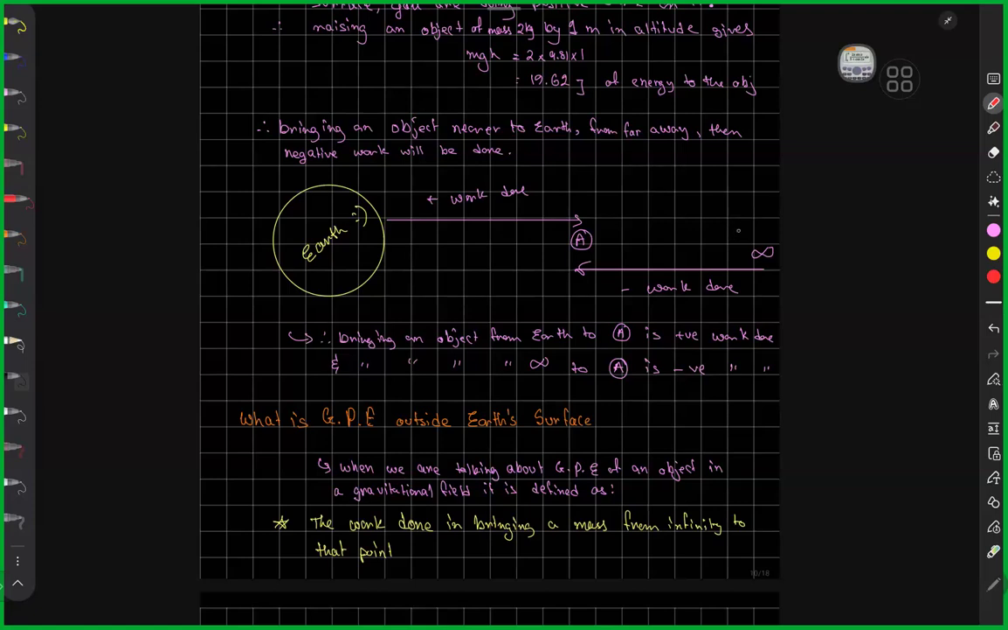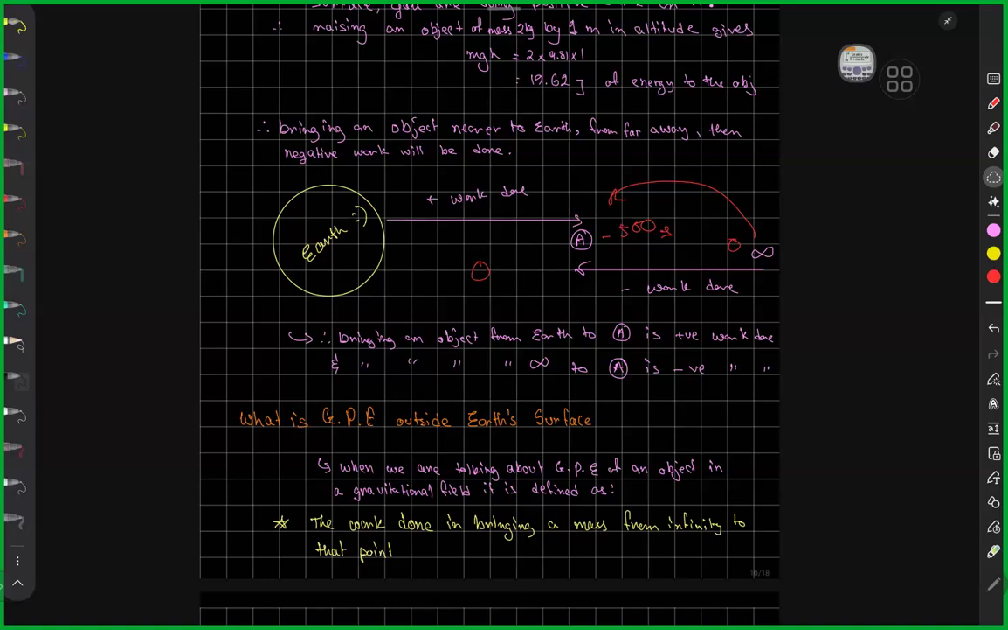Now from infinity to A, what happens? If it's 0 over here, then it's minus 500 at A. Okay? And again, one more thing. I can take the object from this position at infinity to A, or I can take it from this position to A. It will always be minus 500 at A.